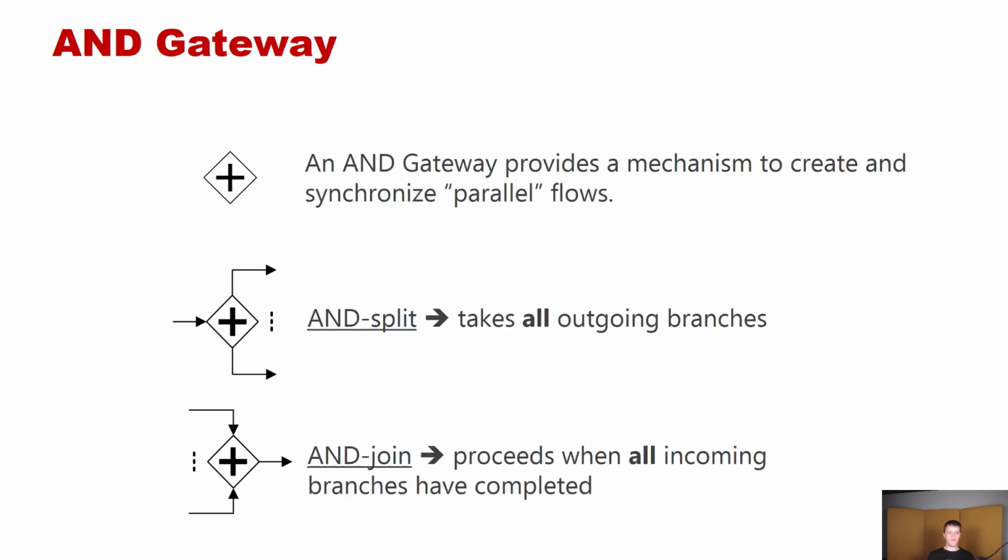The next gateway type that we are going to discuss is the AND gateway. So an AND gateway provides a mechanism to create and synchronize parallel flows. We have an AND split, which is going to take all outgoing branches, regardless of how many there are. Meanwhile, the AND join is going to proceed when all incoming branches have completed, regardless of how many there actually are.